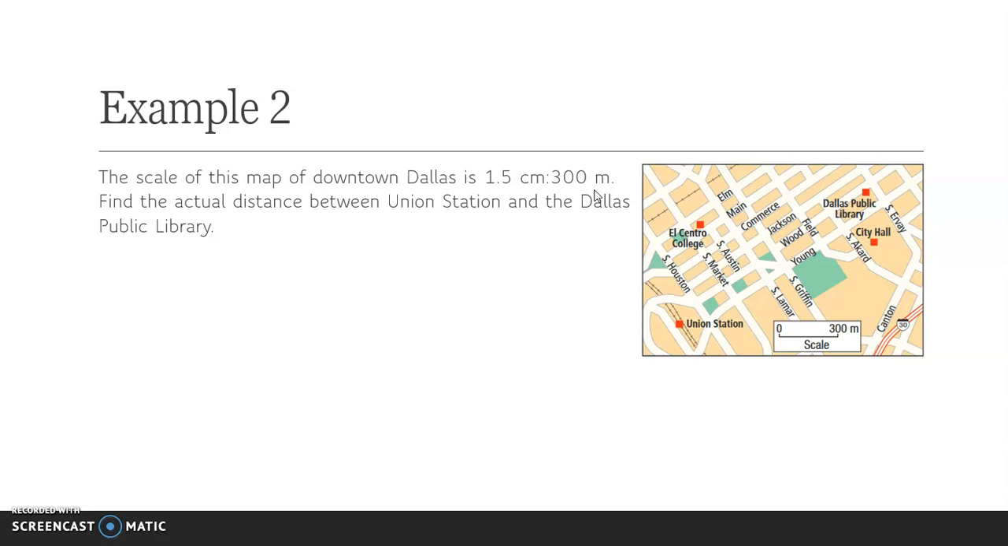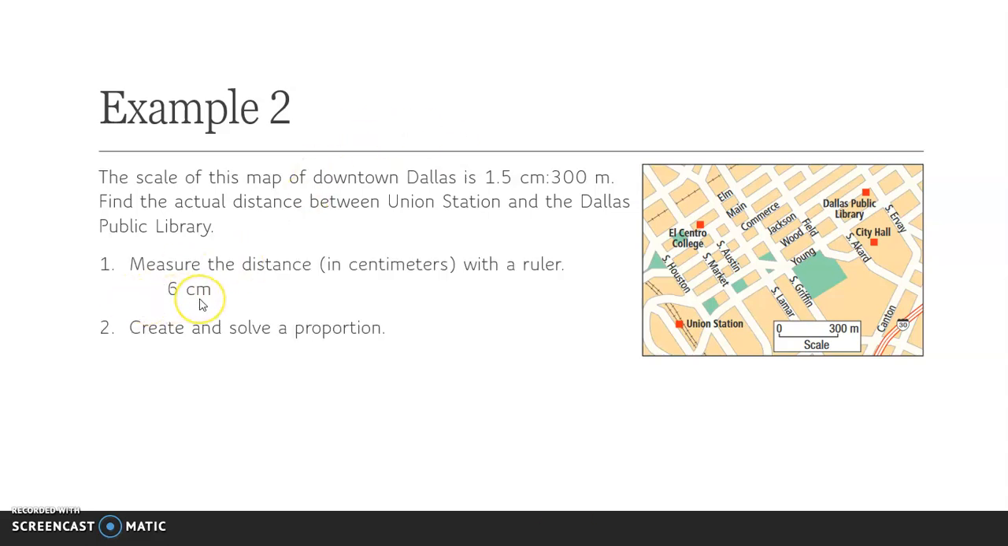So what I did is I measured it for you and I typed it up, and we'll see that in just a minute. So step one to these problems is always to measure the distance with a ruler. That's our first step. So here's the distance I got. I got 6 centimeters, okay? So all I did was I took a ruler and I went from Union Station to the Dallas Public Library over to here, and it ended up being 6 centimeters.